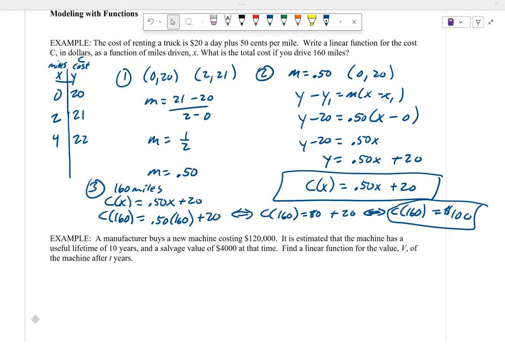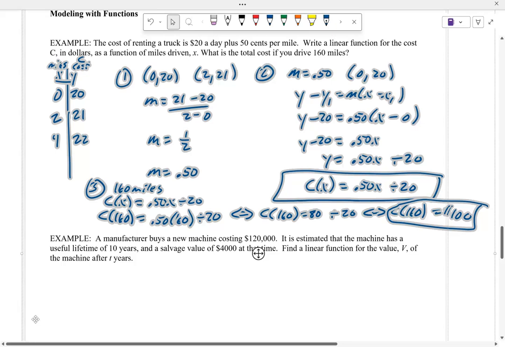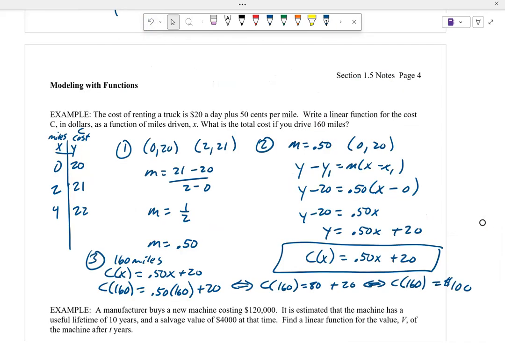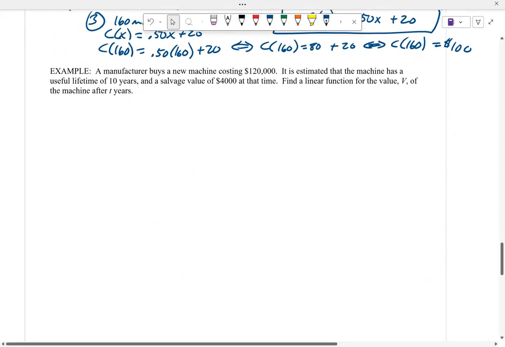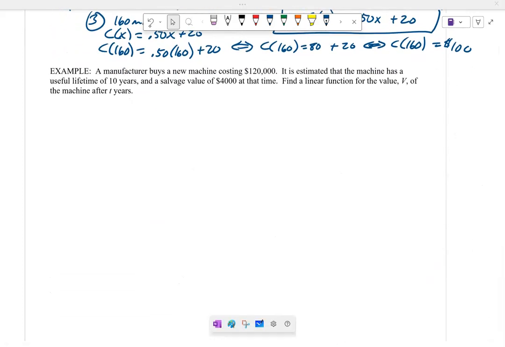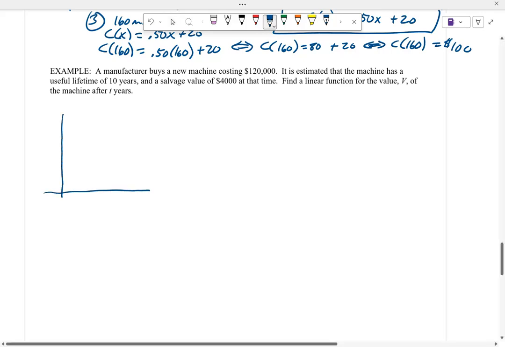If you read through this next one, if I'm thinking about this, you get this manufacturer, you're buying this new machine. It costs $120,000, but it's estimated that it has a useful life of 10 years and salvage value of $4,000 at that time. Find a linear function for the value. Let's make this our value after t years. So that's our x and y. t is our x. Value is our y on this, right?